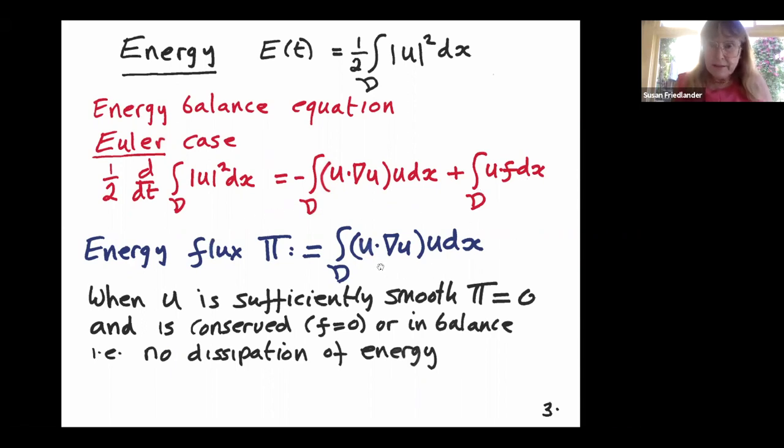This trilinear term is referred to as the energy flux term, and its symbol is capital Pi. And capital Pi is the hero of my talk. Now when U is sufficiently smooth, and it's easy to see basically by integrating by parts these vector expressions in three dimensions, when U is sufficiently smooth and we're allowed to pull over the derivative, then this quantity Pi is equal to zero. If we don't have any force, this means conservation of energy, in other words, no dissipation of energy in the Euler equations if U is sufficiently smooth so that Pi is equal to zero.